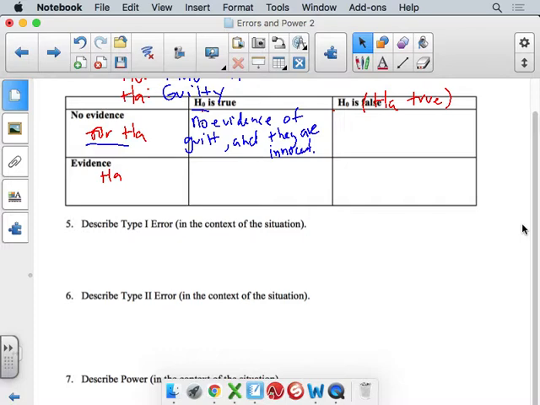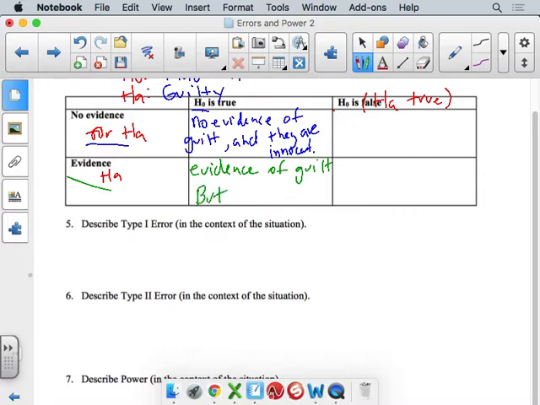Okay. All right. So you think you're the jury, and you found enough evidence of the alternative. So you find evidence of guilt, like you're on the jury and you all convict the person, but they're not guilty. So this innocent person is going to jail. How sad.